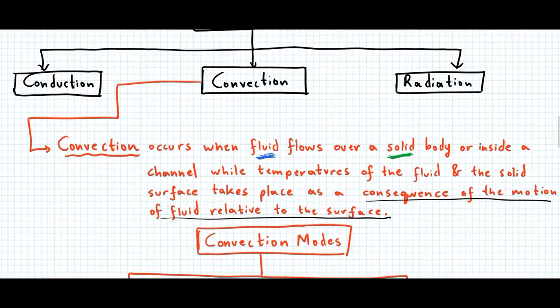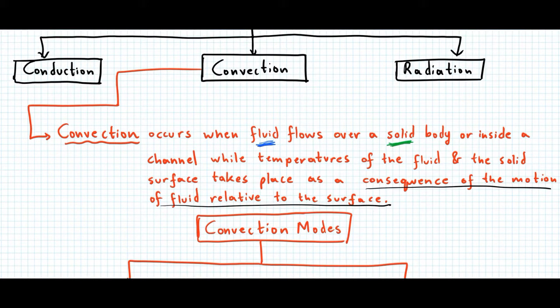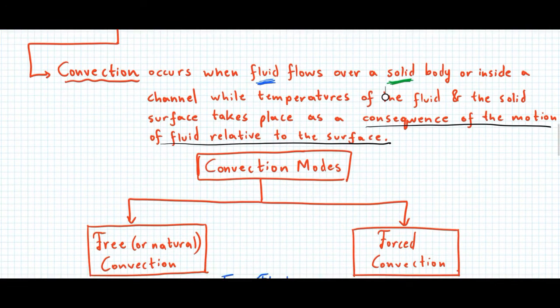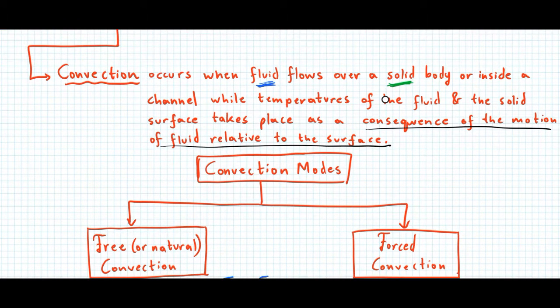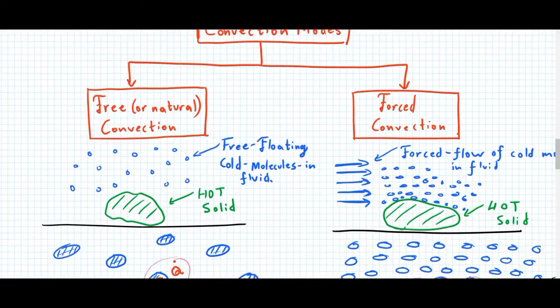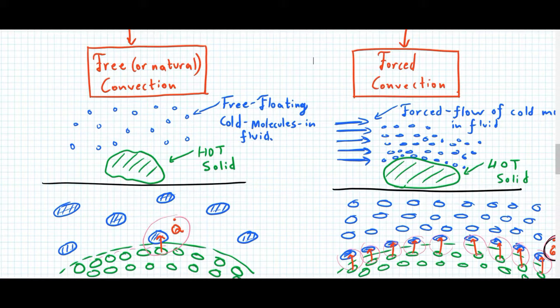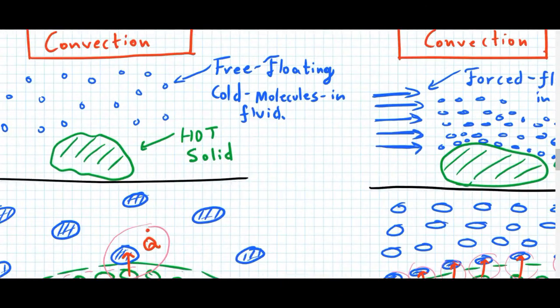So now let's look at convection modes. There are two different modes by which heat can transfer through convection. One is through free or natural convection. The other one is through forced convection. So let's take a look at free convection for the time being.